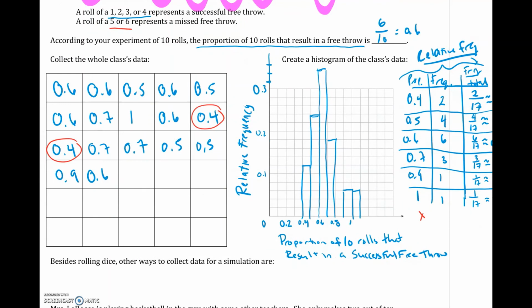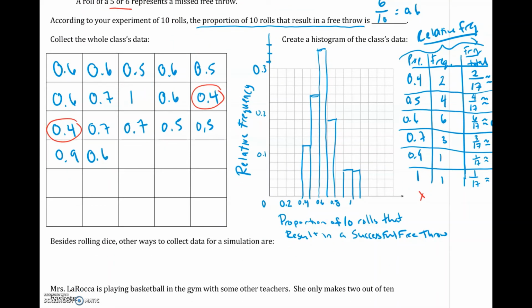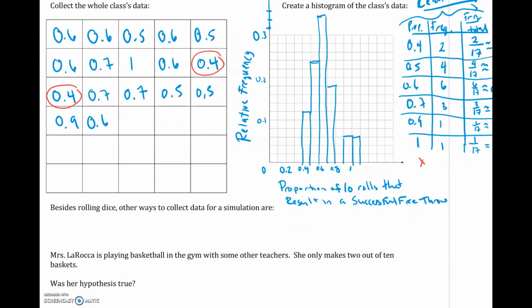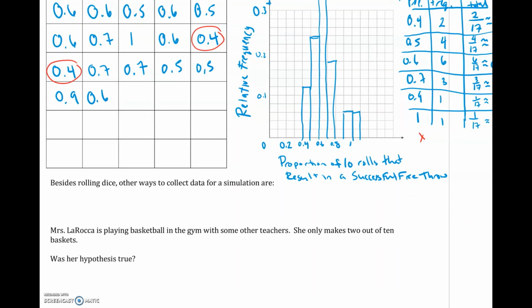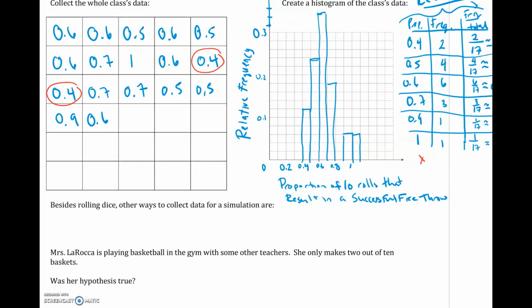I'm going to scoot this over so you can read the data. And let me jump down to the hypothesis analysis, and then we'll talk about other ways of collecting data for simulation. Based on that histogram, is her hypothesis true? We said she only makes 2 out of 10. So 2 out of 10 as a proportion is 0.2. If we look back at our histogram, we've got nothing at 0.2. So it's highly unlikely that that happened by chance. It's highly likely that is Mrs. LaRocca's real skill, which unfortunately means she's not that great at basketball. So this is no.